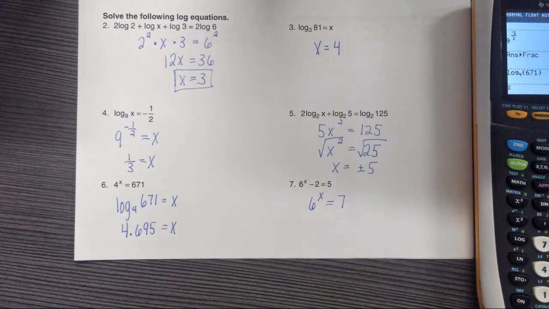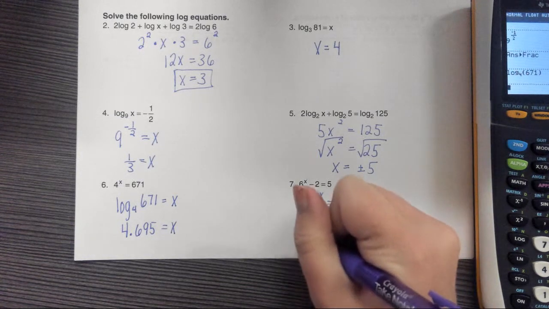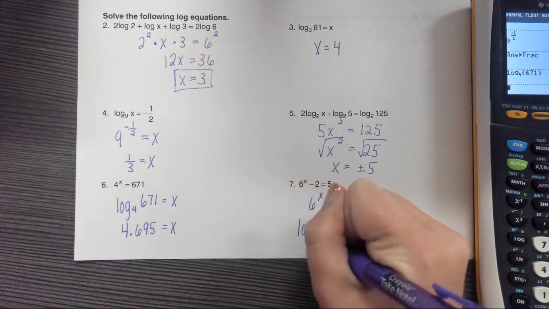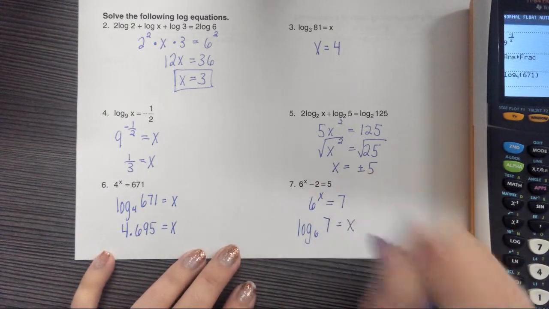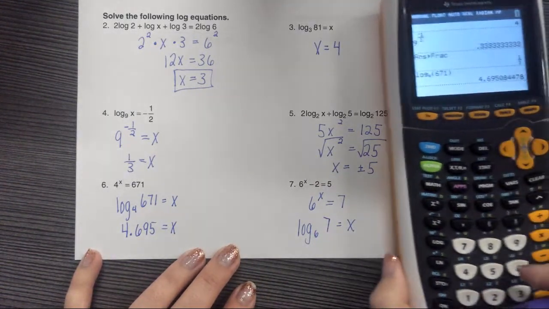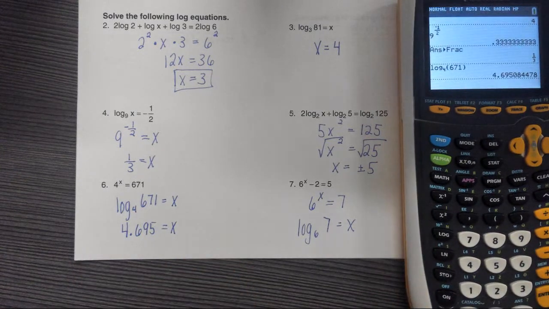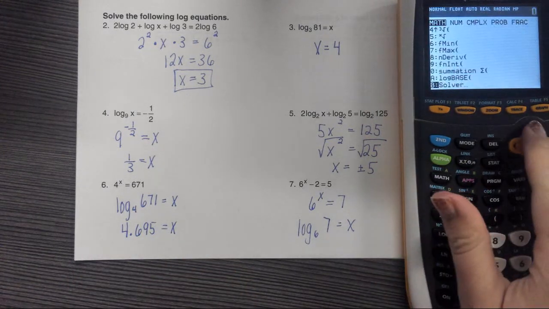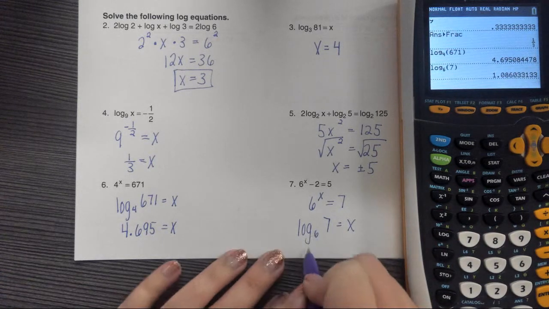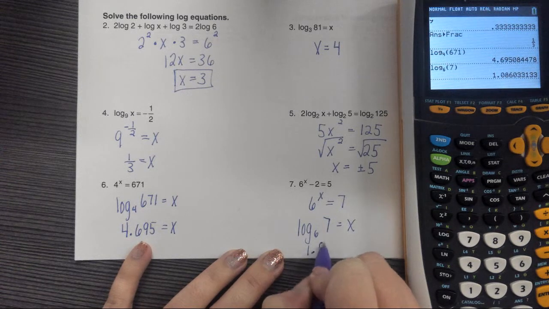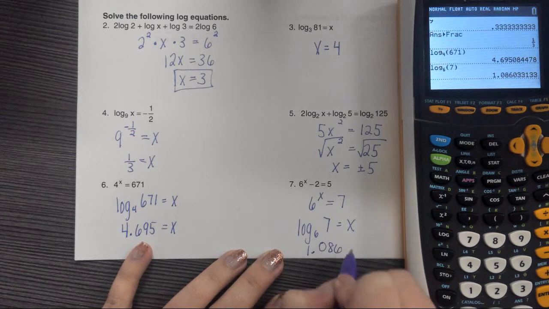And then again, in order to solve this, I'm going to change this into a log. So we're going to have log base 6 of 7 is equal to x. And then I can plug that in my calculator. Log base 6 of 7. So that tells me that x is equal to 1.086.